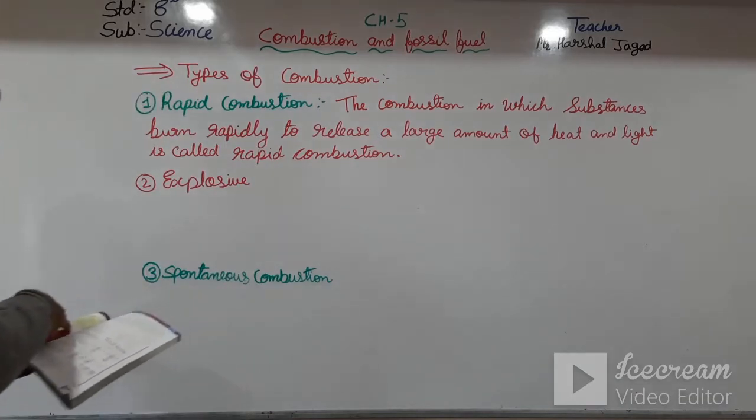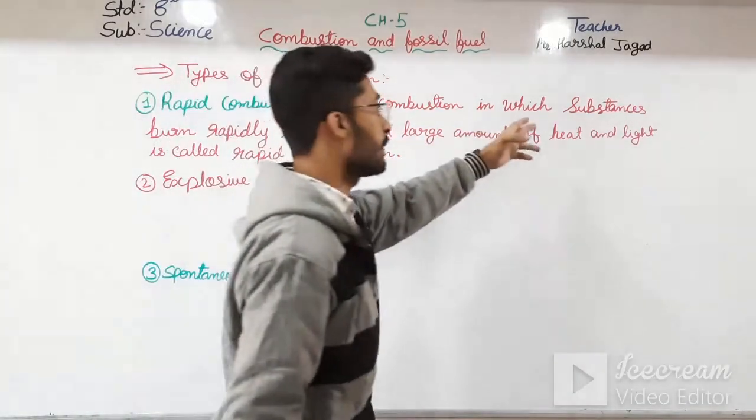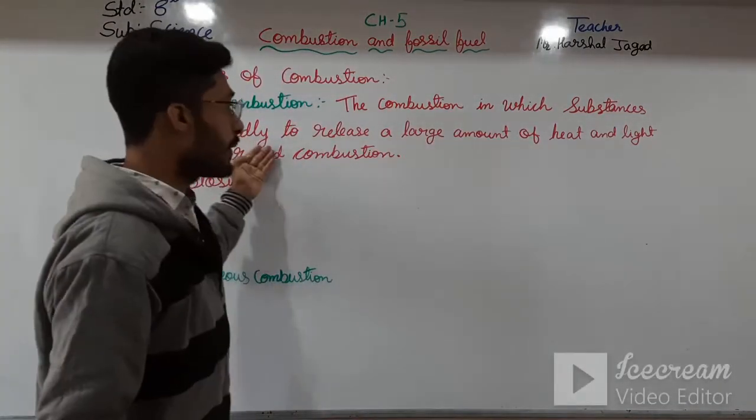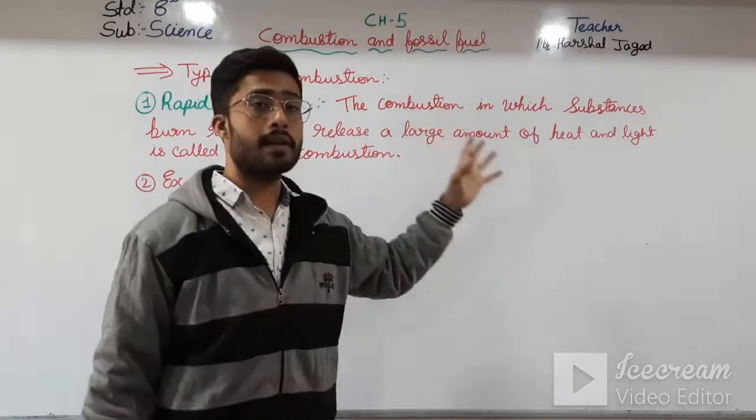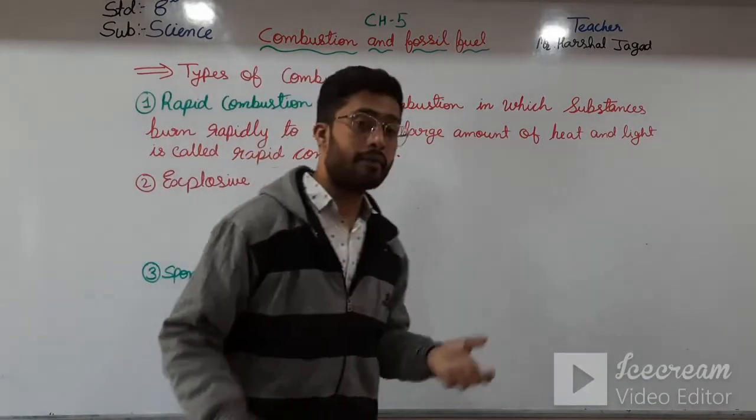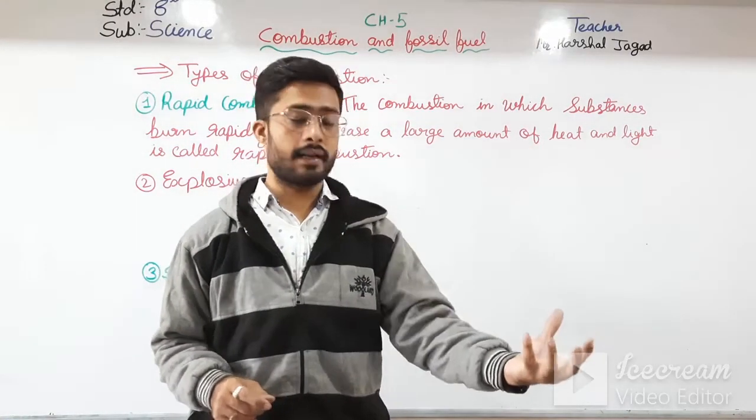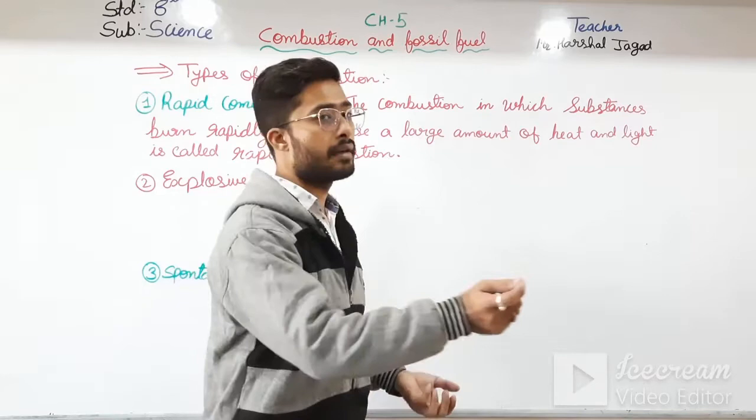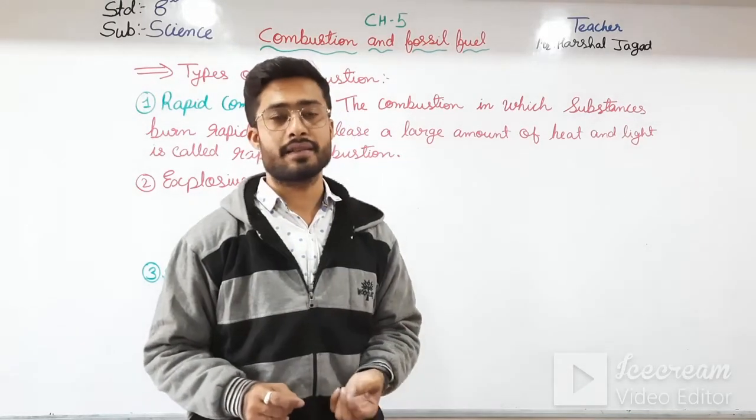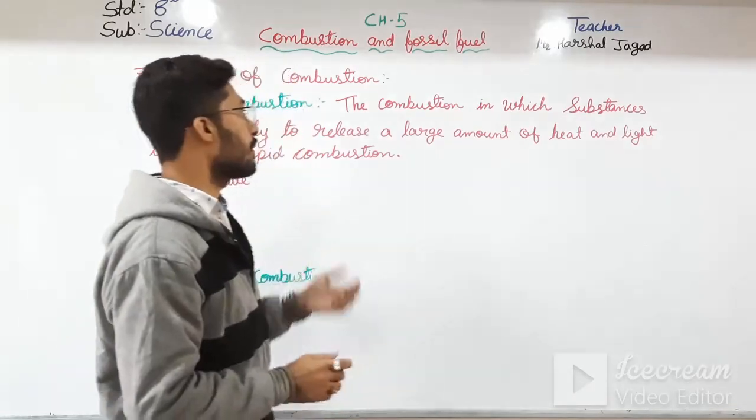Okay, so what is rapid combustion? A combustion in which substance burns rapidly to release a large amount of heat and light is called rapid combustion. In that we can take an example of petrol. If petrol is in a vessel and you bring a burning matchstick over it, then it will start burning. Okay, so that is rapid combustion.